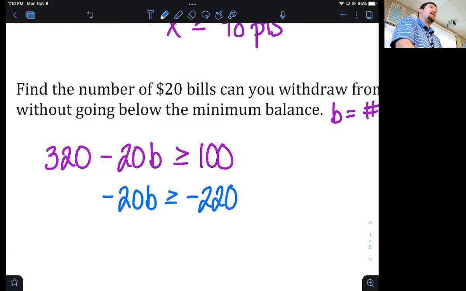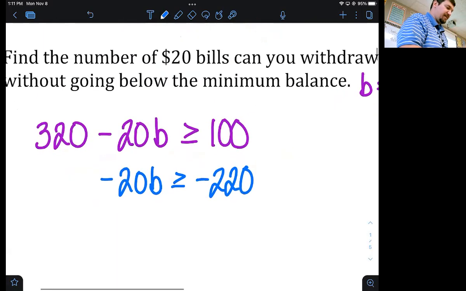Now you can't have a negative account balance, or you shouldn't have a negative account balance, I should say. I guess you could, you don't want to, but you can't have a negative number of bills either. And so what's going to happen is we're going to get rid of both those negatives by dividing by negative. Everything's going to go back to positive. But Martin, what else happens when I divide an inequality by a negative?